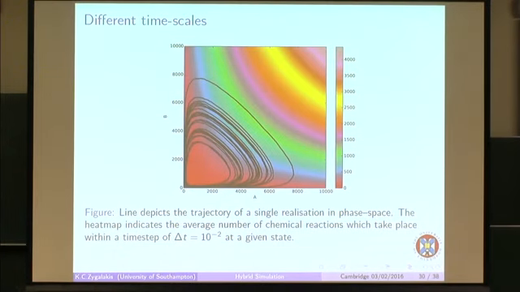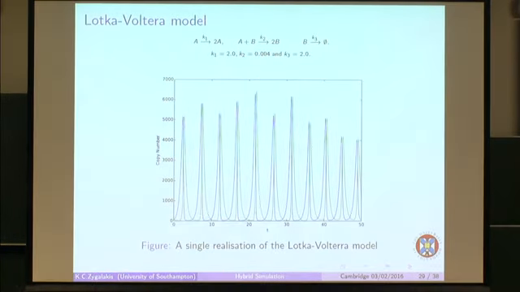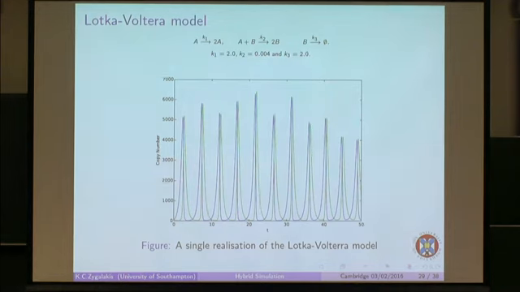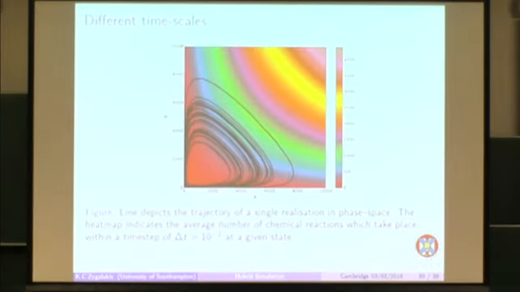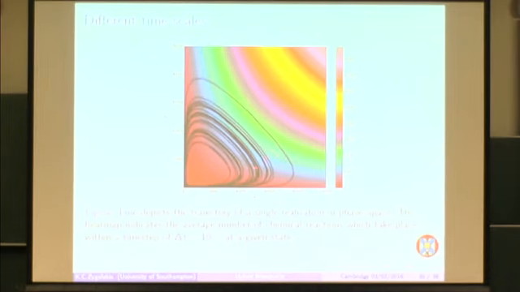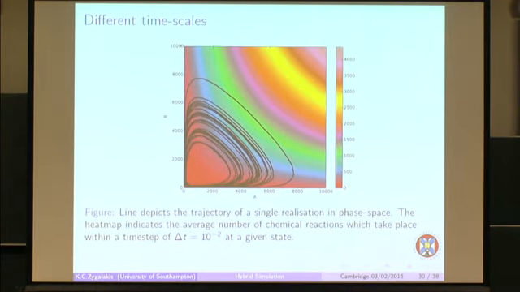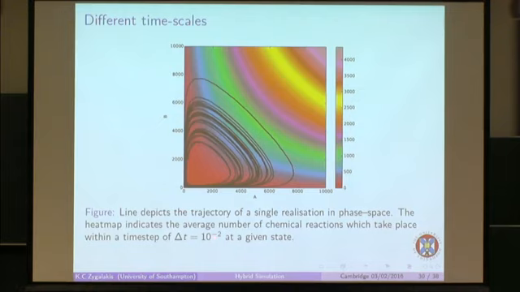In some sense, this system is highly multi-scale. You see that you have things that are happening very quickly. Here, I'm plotting one individual trajectory, and what you see in the color bar is the average number of chemical reactions that take place within a time step of delta t equals 10 to the minus 2 at a given state. I have a lot of fast reactions here because I have a large population, and here I have much fewer reactions and slower reactions, if you like.